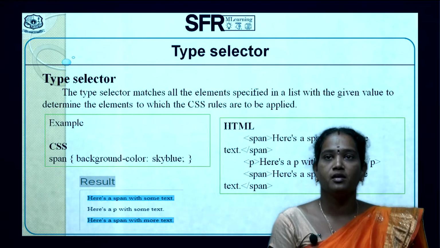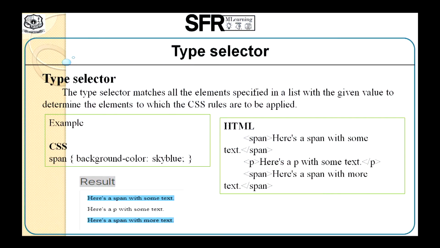Next, the type selector. The type selector matches all the elements specified in a list within a given page and determines the elements to which the CSS rules are to be applied. In the example of the type selector, in the CSS code we mention the span element, and the background color of the span element is sky blue. In the HTML code, we are going to use the span elements. The output is based upon the span elements used in the HTML document.